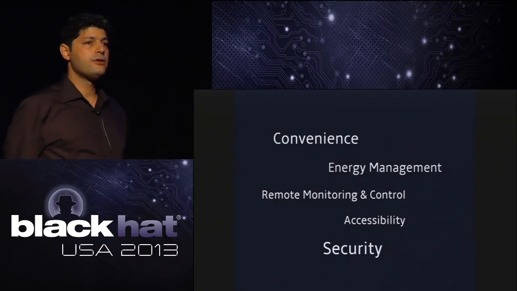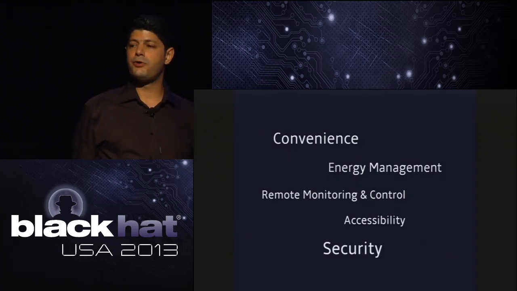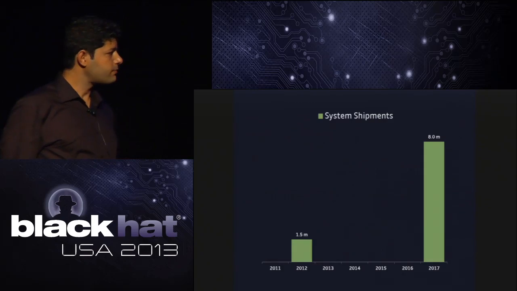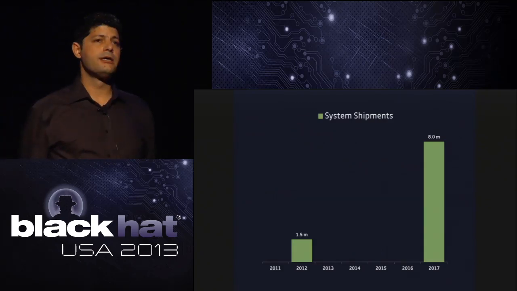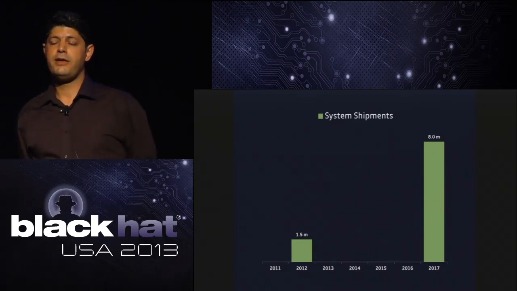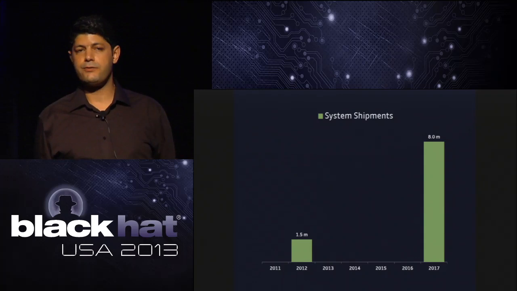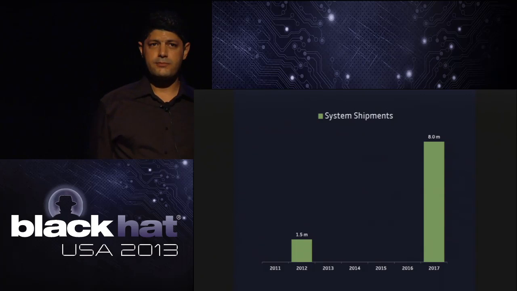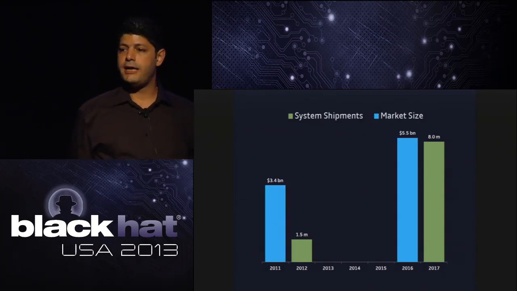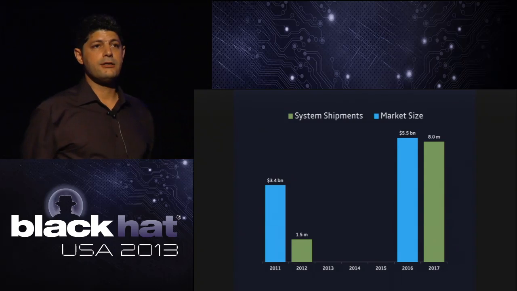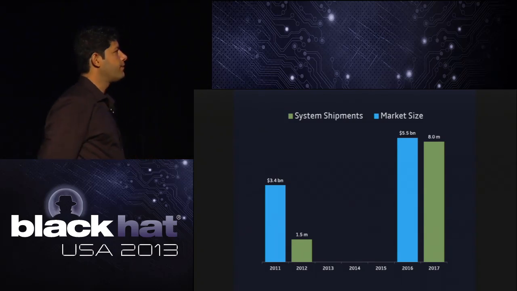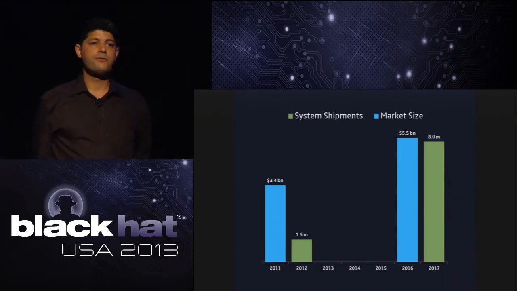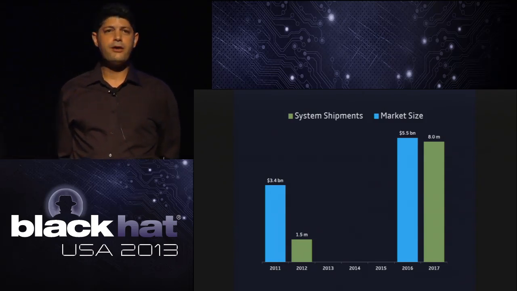As a result, companies have been investing a lot of money, improving the technologies, introducing various protocols, etc. Just to show you some figures, about 1.5 million smart home systems shipped back in 2012. That's expected to rise to more than 8 million by 2017. In terms of market size, back in 2011, there was $3.4 billion, and this is only the US market. That's going to rise to more than 5.5 billion by 2016. So it's a huge market.